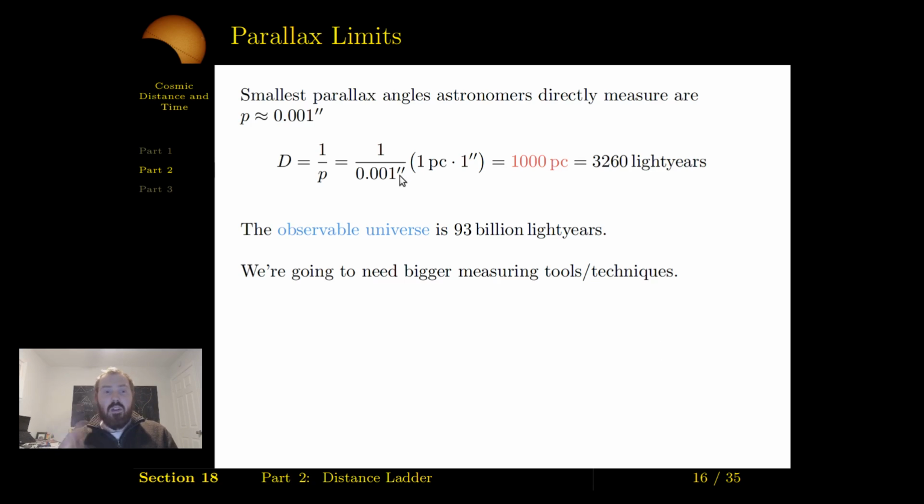Well, the smallest parallax angles that astronomers can directly measure, this number has a little bit of tweaks to it as technology has grown. We've gotten very impressive techniques with satellites, but for now, just say for a nominal value, the smallest we can get is a parallax angle of 0.001 arc seconds. Well, how far away is that in distance?